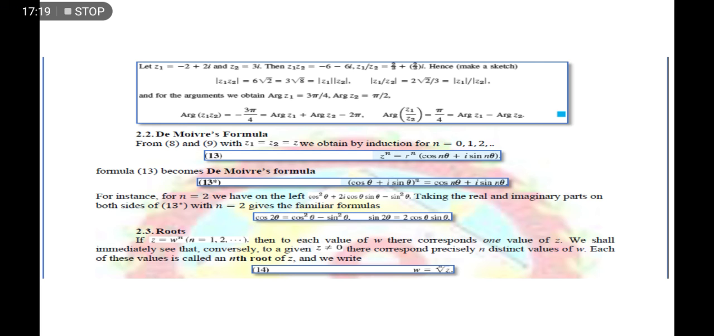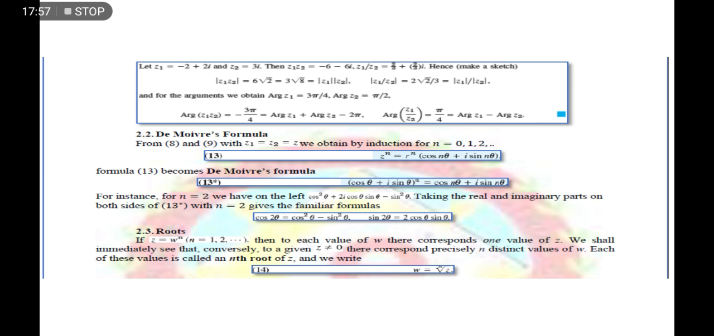So here we are at De Moivre's formula. Actually, this De Moivre's formula is an application of the characteristic of multiplying complex numbers that we have already noticed. This is equation number 13, in which if we have a complex number being raised to some constant, for example z to the power of n, we can represent that complex number as r to the power of n multiplied by cosine of n theta plus i sine of n theta.